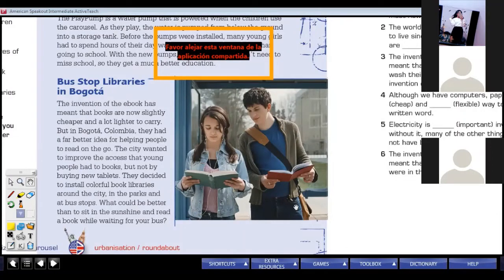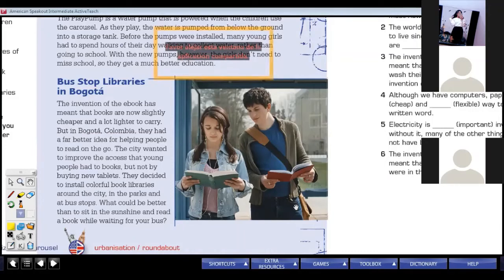Bus stop libraries in Bogota. The invention of the e-book has meant that books are now slightly cheaper and a lot lighter to carry. But in Bogota, Colombia, they had a far better idea for helping people to read on the go. The city wants to improve the access.